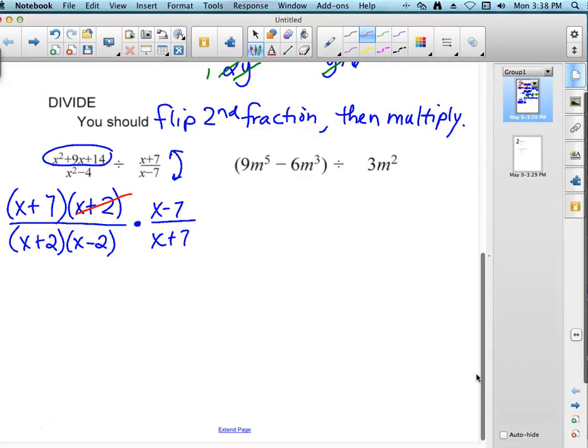I see an x plus 2, one on top, one on the bottom. I also see an x plus 7, one on top, one on the bottom. What I have left is x minus 7 over an x minus 2.